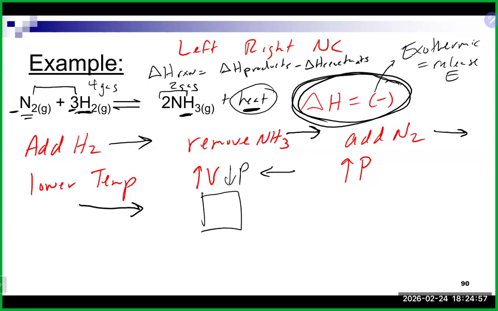If we increase the pressure, again, our volume here is going to decrease. That's going to give us a smaller volume, which in this case would cause it to shift to the right, as that has, again, 2 gas molecules versus 4 on the other side. Any questions on those there?